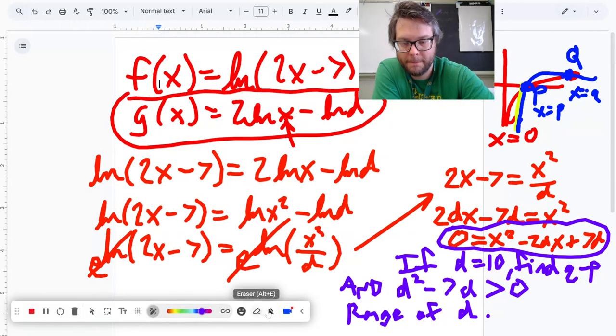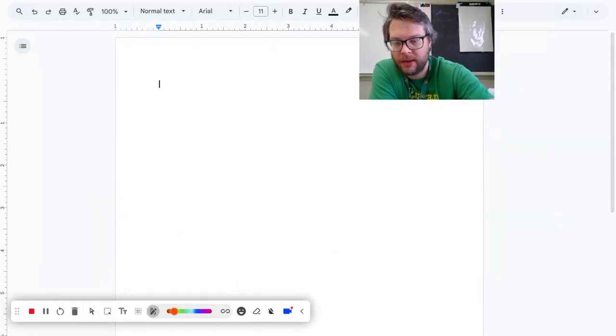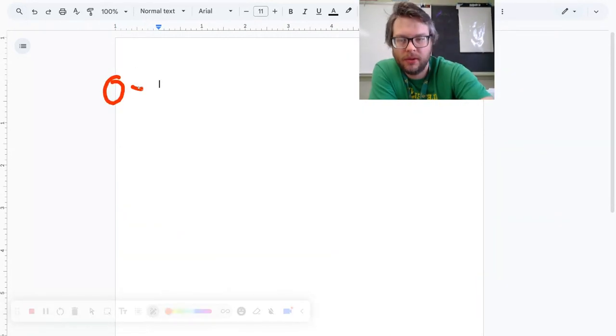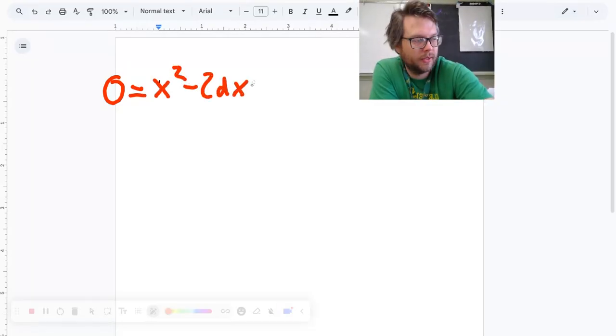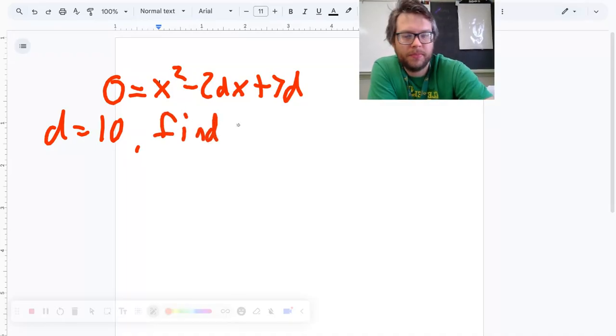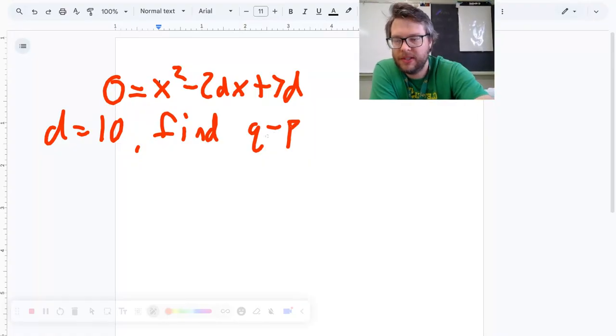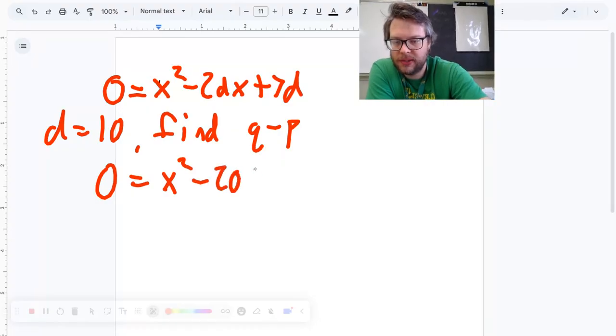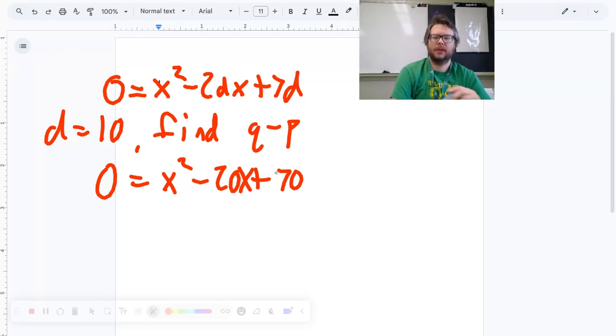Okay, so here we go. We have 0 equals x squared minus 2dx plus 7d, and we're saying D equals 10, and we want to find Q minus P, which are the two different points of intersection. So let's make D equal 10. x squared minus 20x plus 70. So let's try to factor this.